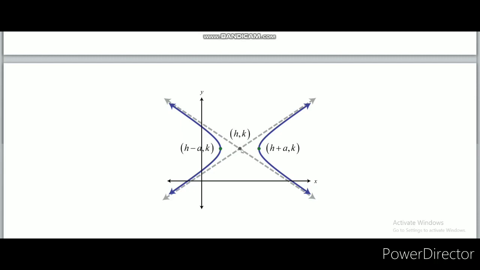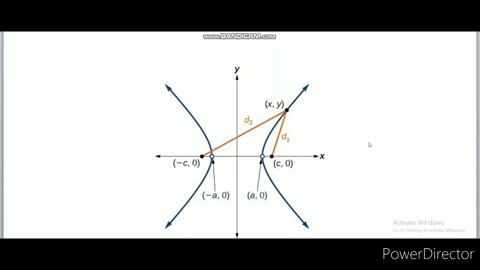The center is h, k. So the vertex will be h minus a, where a is the x radius for this one. A will be the x radius. So this is the vertex, and there is the other vertex. And now let's go to the foci, the second image here.